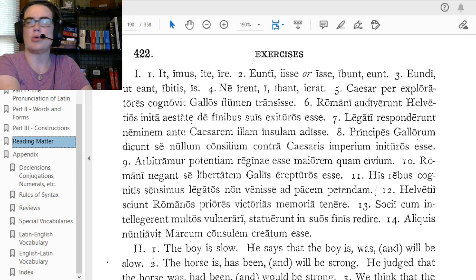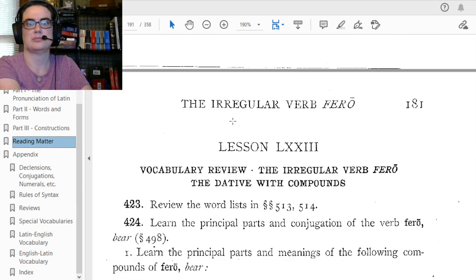Right. So the only tricky part is you do end up with a lot of accusatives. But generally speaking, it will be the accusative subject, the accusative object, and then the infinitive.